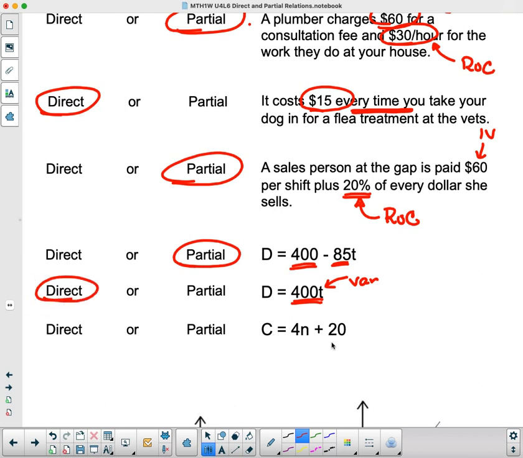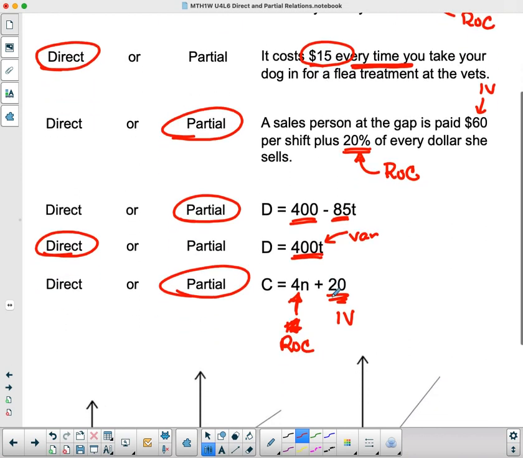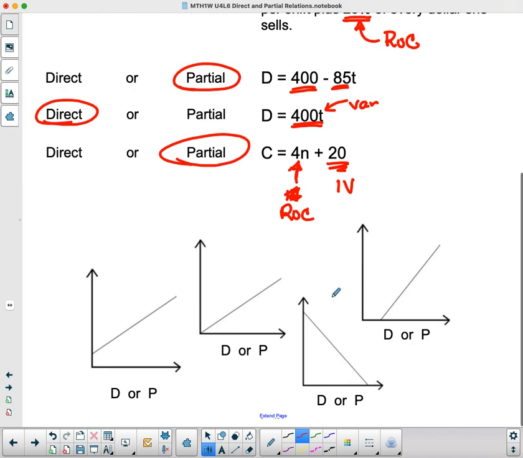And for this one here, we've got a number by itself, and we've got a number with a variable. That's our initial value. Oops, sorry. That is our rate of change. Rate of change, and this is our initial value. Okay, so if it's got both, it's partial. So make sure that you get that clear. Direct only has one thing with a variable, and partial has your initial value and your rate of change.